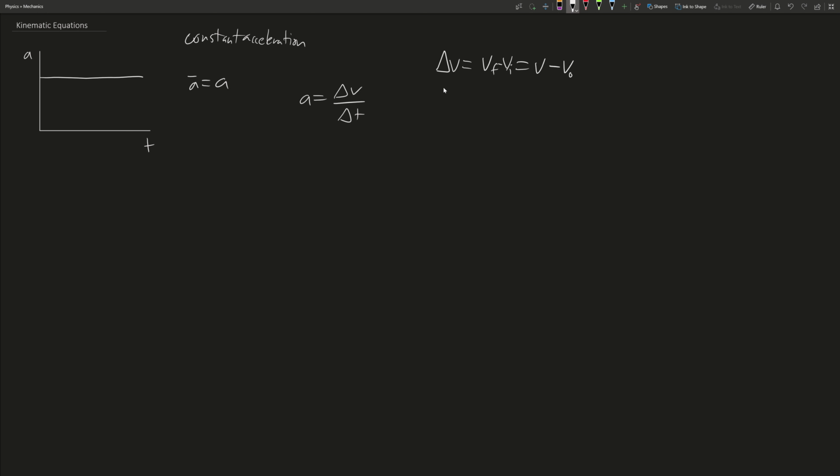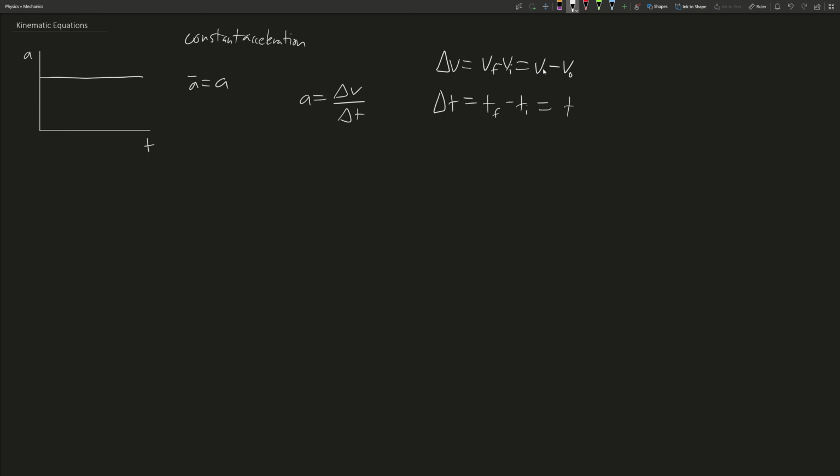Now change in time should also be written as final time minus initial time. But usually when we're working with these scenarios, we can set the initial time to 0 and then reference our change in time as just the final time with the initial time set to 0. So normally we can write change in time as just t, but if our initial time is not 0, then we do have to write change in time as final time minus initial time.